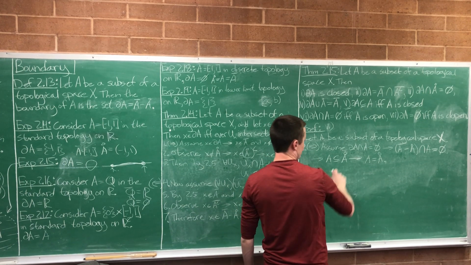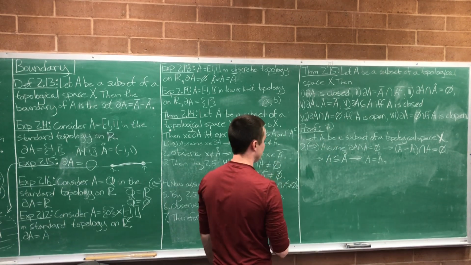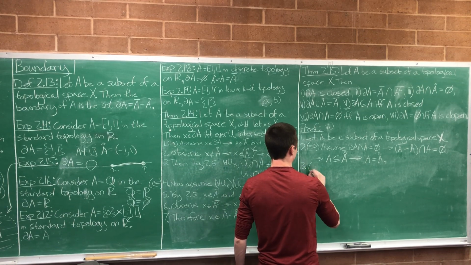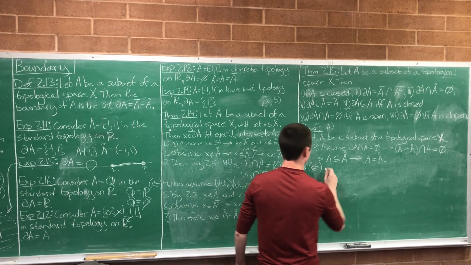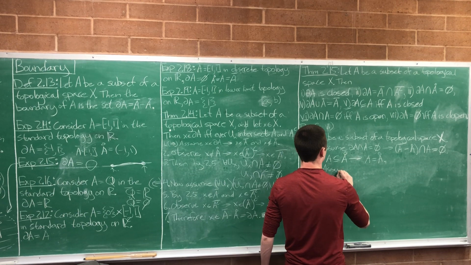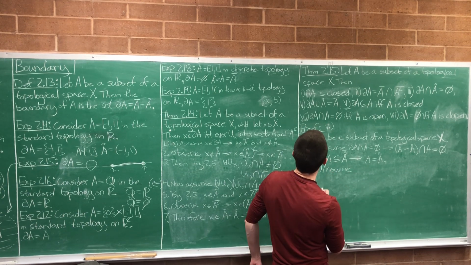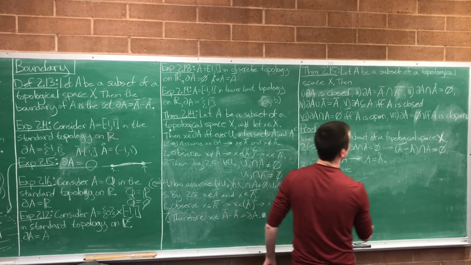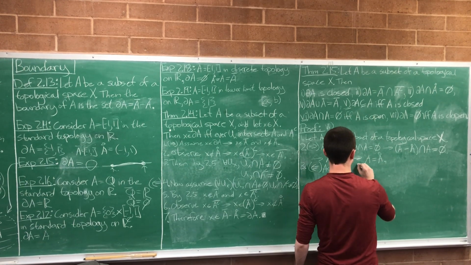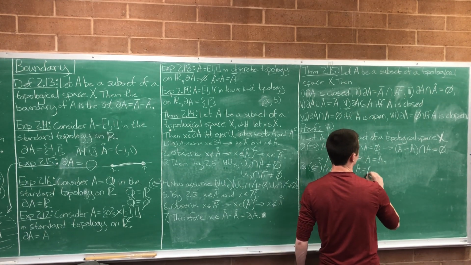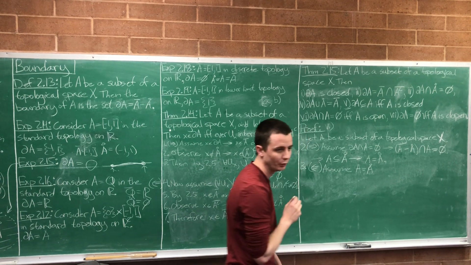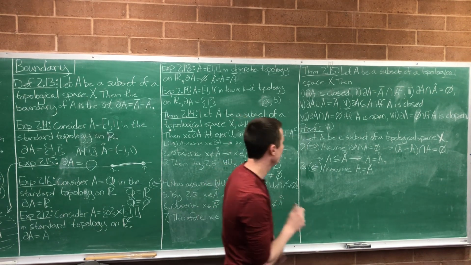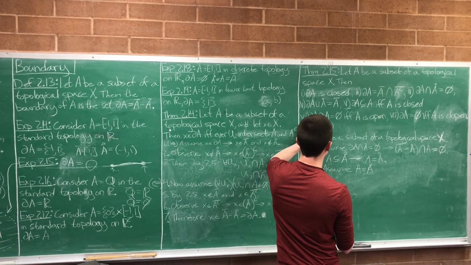Anyways, okay, so we got A is equal to A's interior. So now let's go the other way. 3, now assume that A is open, or in other words, A is equal to A's interior. That's the same thing as it being open, right? So assume A is equal to A's interior.